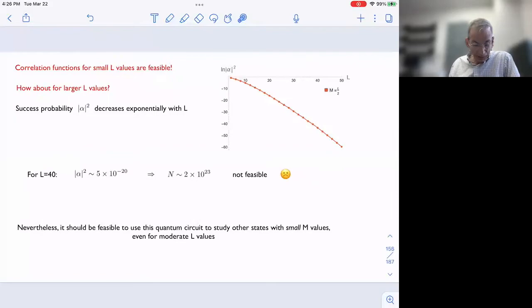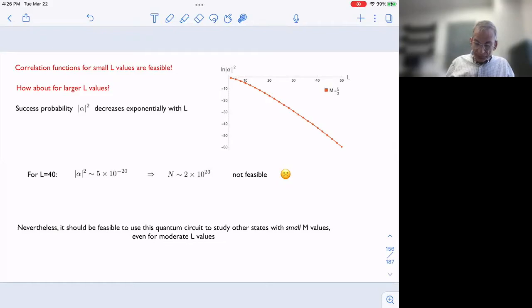Nevertheless, it should be feasible to use this quantum circuit to study other states with small values of m, which would correspond to some excited states of the model. And you could do this even for moderately large L values, because the success probability is independent of L, basically.